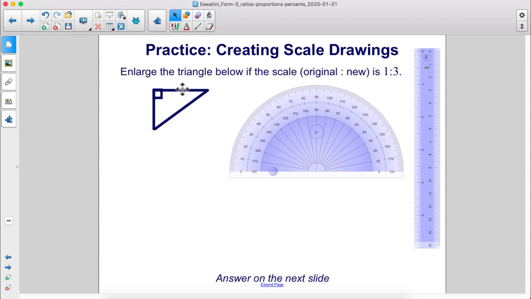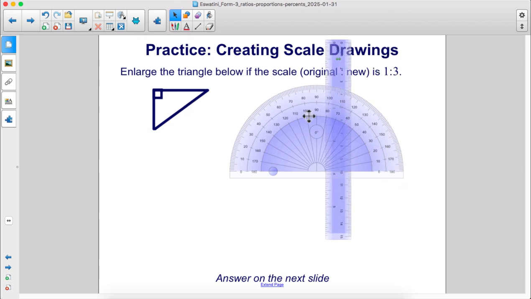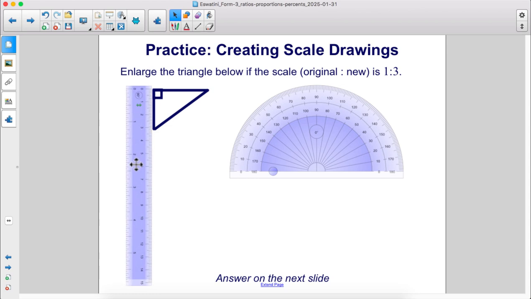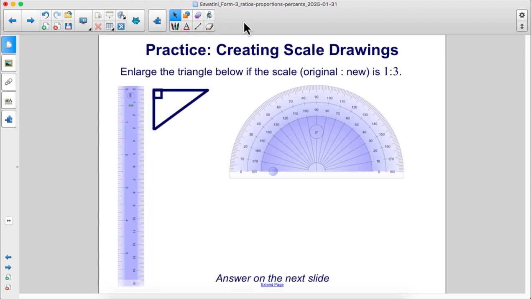Alright, so we want to make this triangle 3 times larger. First, I'm going to come over here and measure the sides. Alright, so this side is 3 centimeters.